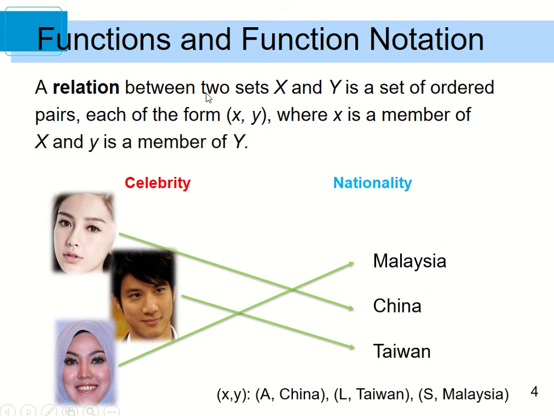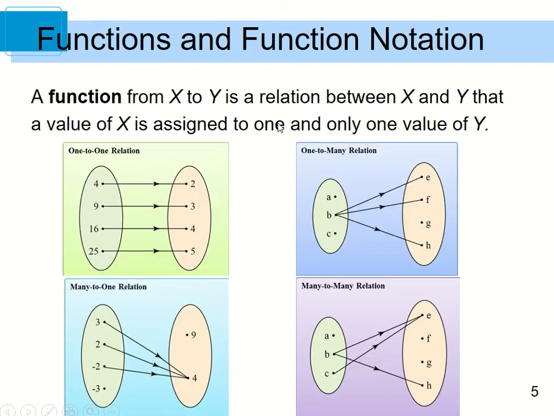So a relation between two sets X and Y is a set of ordered pairs, each of the form (x, y), where the x is a member of set X and y is a member of set Y. Now, there are four types of relations, right? Namely, one-to-one relations. So you can see here when it is a one-to-one relation, each element in set X is related to one and one only element in set Y. So we call this one-to-one relations.